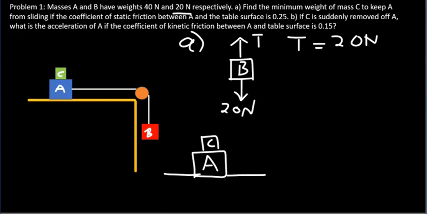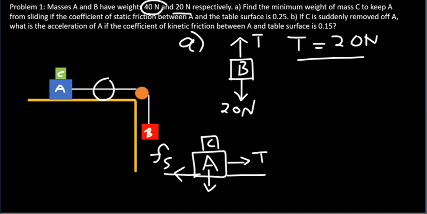What are the forces acting on this object A? The first one is tension in this cord, the same tension that we have computed above. And then you have this static friction because we want to prevent sliding. So let's call that static friction F sub S. And then you have this weight. Now the weight that is acting on A is its weight, which is 40 newtons, plus some weight, which we don't know yet, of block C. So what we are going to write here is 40 plus an unknown weight of C. And of course you have normal force acting like that.